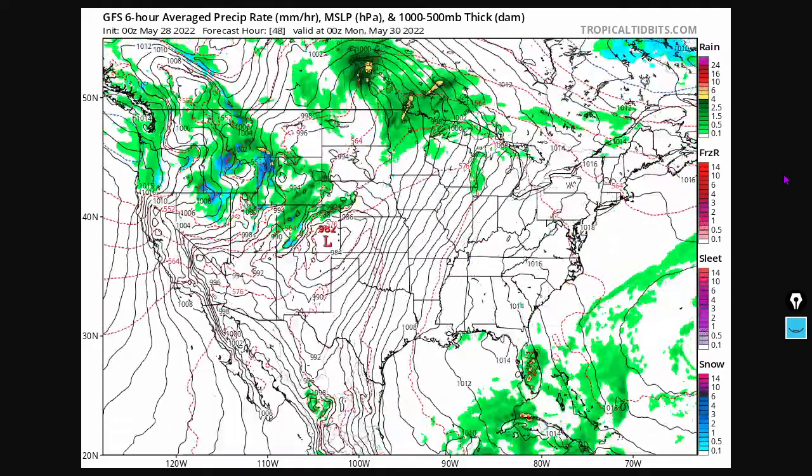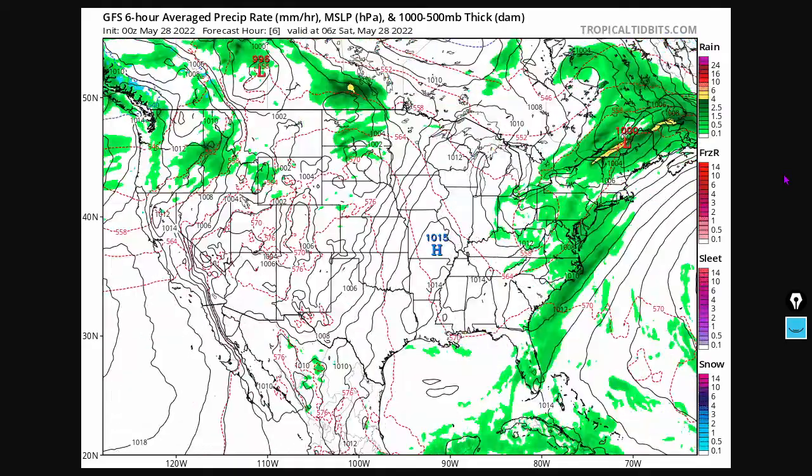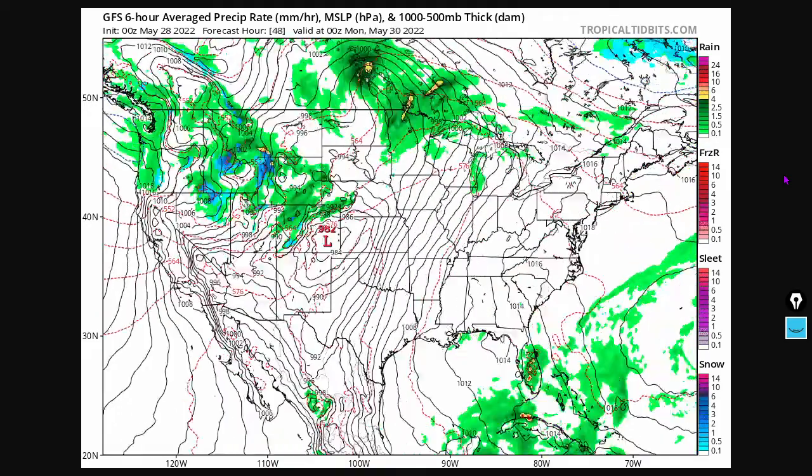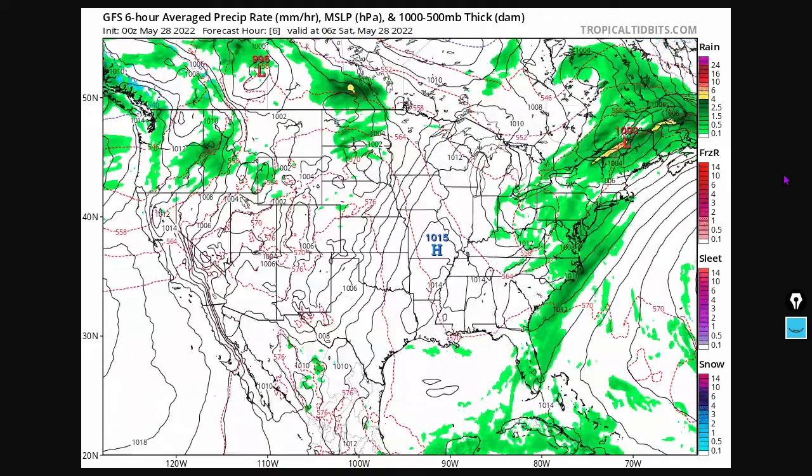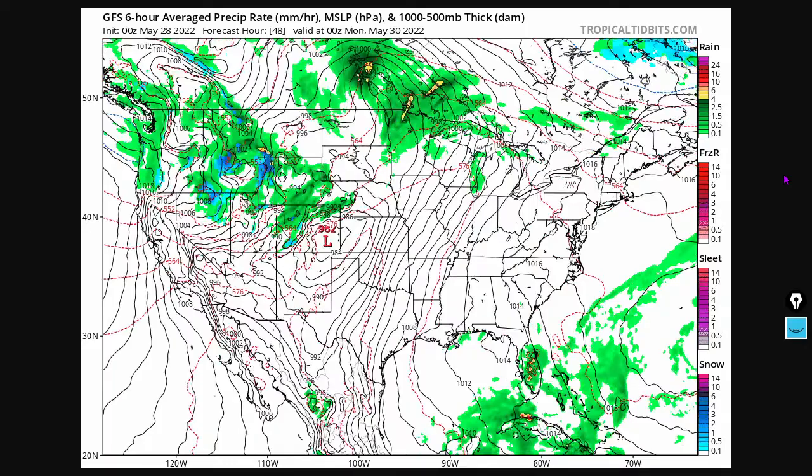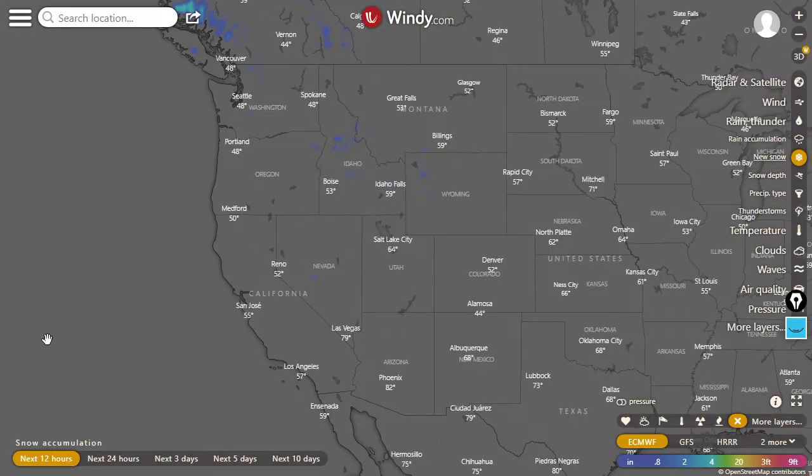Here's your pressure and precipitation forecast. It's so hot that Earth's albedo is getting higher on the last day of May. Interesting. Let's check out windy.com's European forecast.